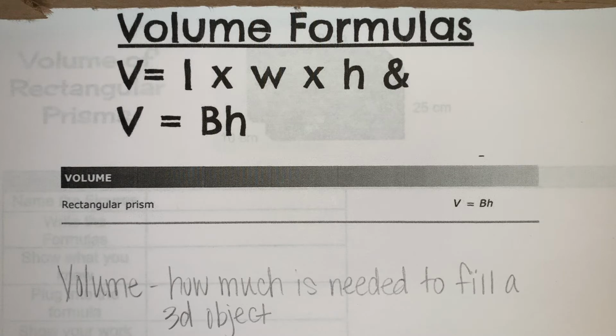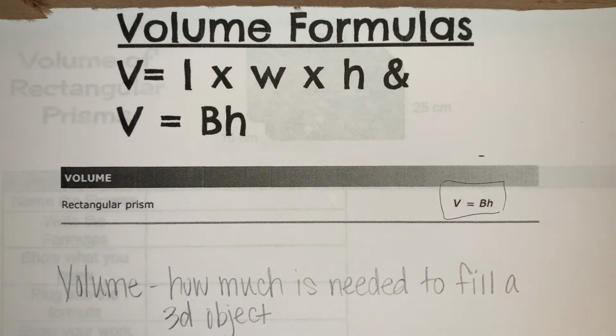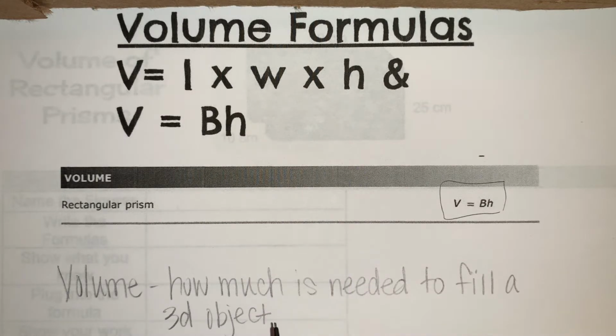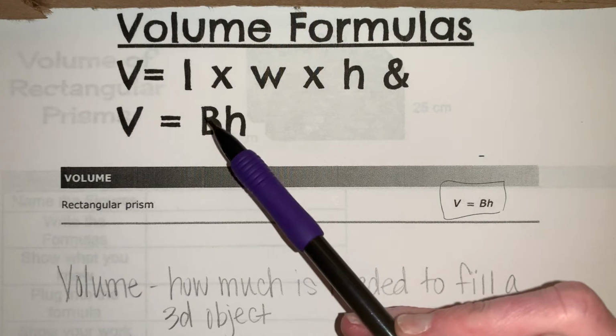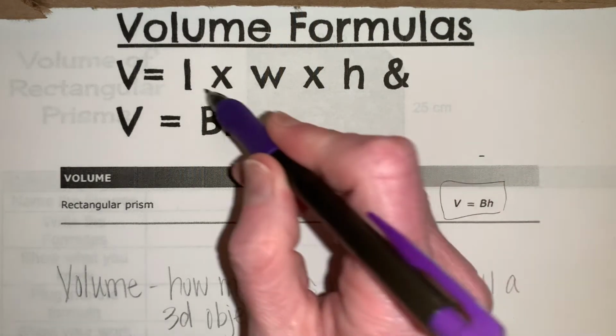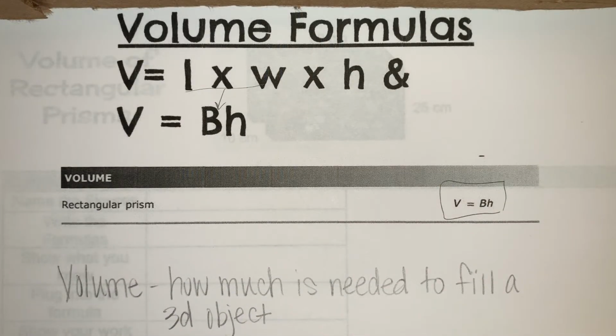If you see the formula now, it is V equals capital BH. It is the exact same as what you've always done to find volume: length times width times height. We now take the length times width out and combine that to make the base. You're finding the area of the base of the shape and then multiplying it by the height.